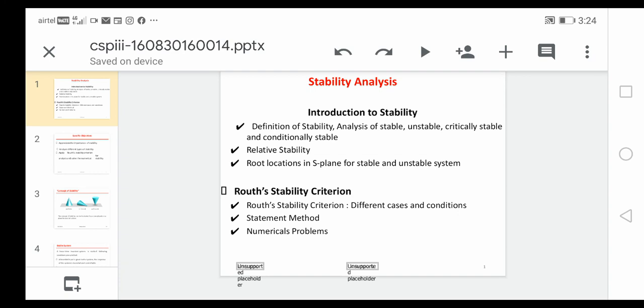Again, in continuation, just remembering all these things. In stability, there are different types: stable, unstable, critically stable, conditionally stable, and relative stability. Different types of stabilities are there, and the location of poles also matters. If the poles are on the left half of S plane, then the system is stable. If the poles are on the right half of S plane, that is an unstable system. And if the poles are on the imaginary axis, that is a marginally stable system. That thing we discussed also in yesterday's class.